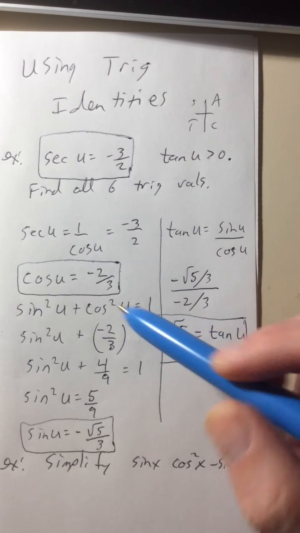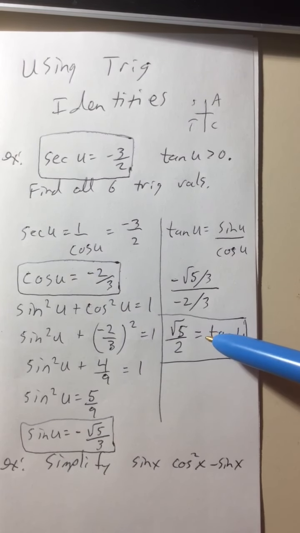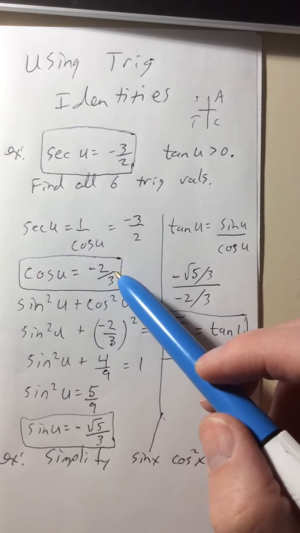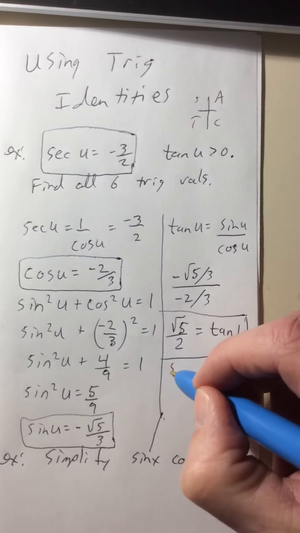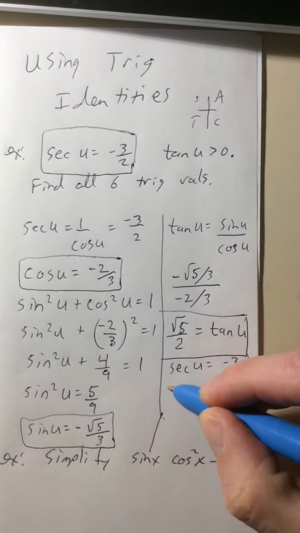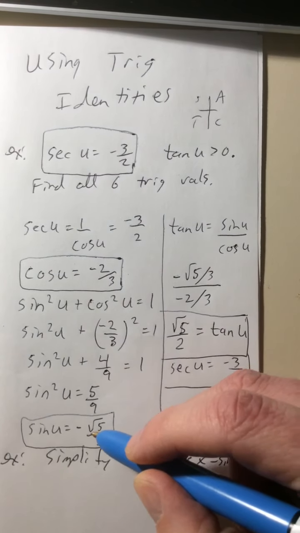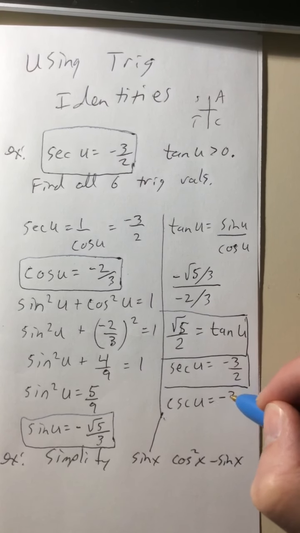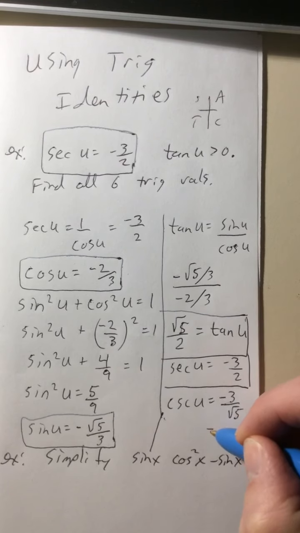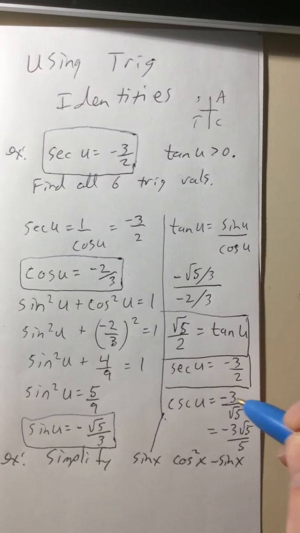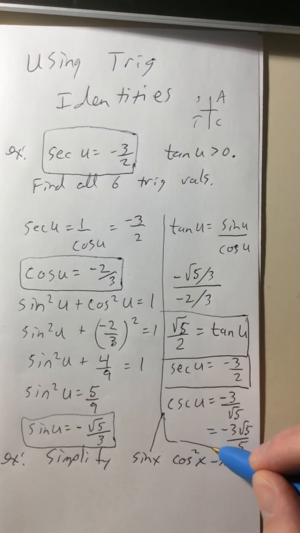So now I have 1, 2, 3, 4, and we just need 2 others. And we know by the reciprocal identities that the secant is just the reciprocal of that. So we know the secant of u equals -3 over 2. That's number 5. And number 6 is just the reciprocal of this guy right here. So that's the cosecant. CSC of u equals -3 over root 5. But of course, we always rationalize. So we have -3 root 5 over 5. So I just barely squeaked that one in there.